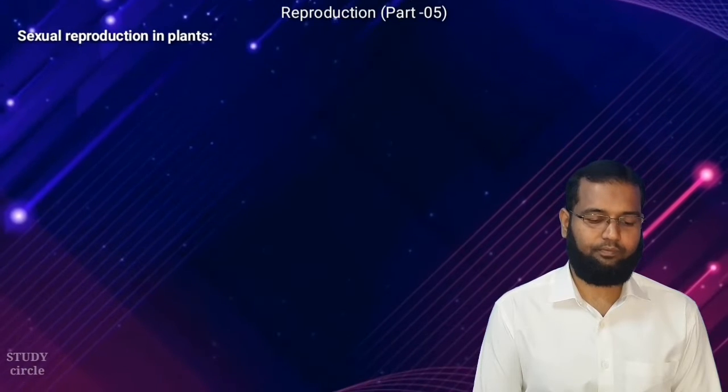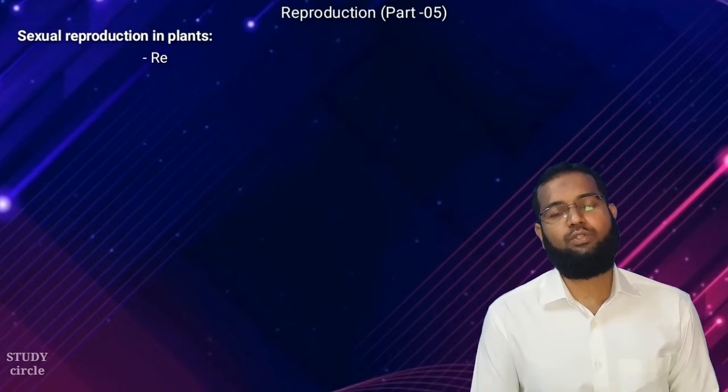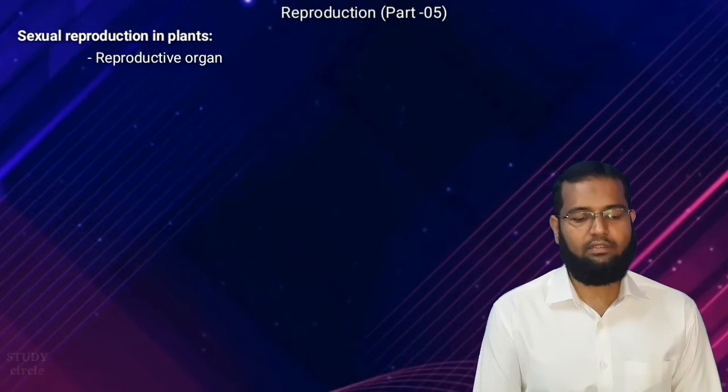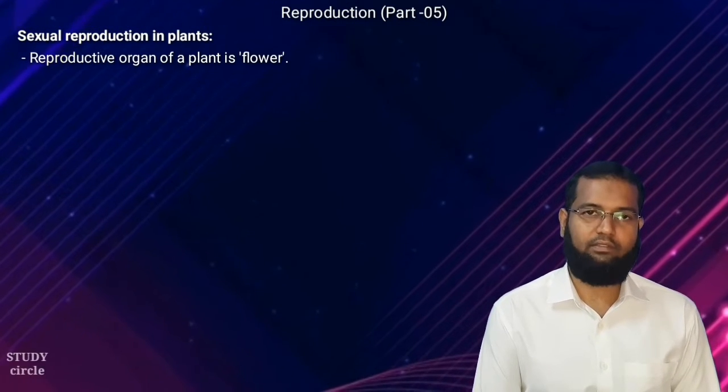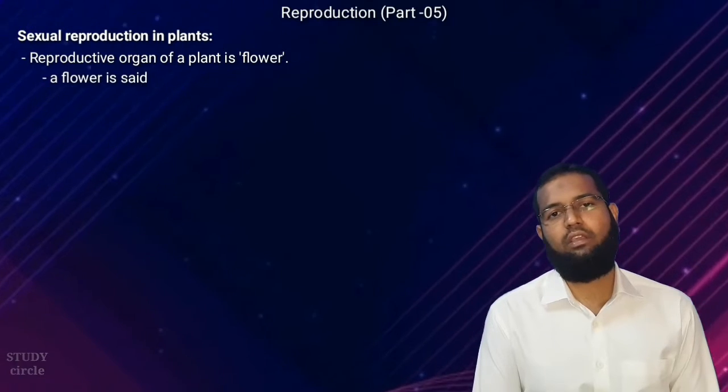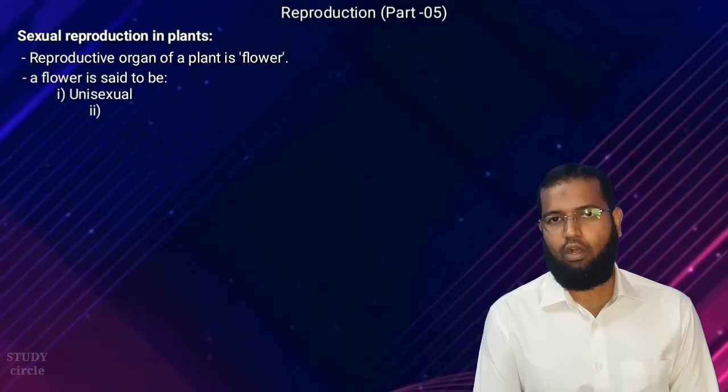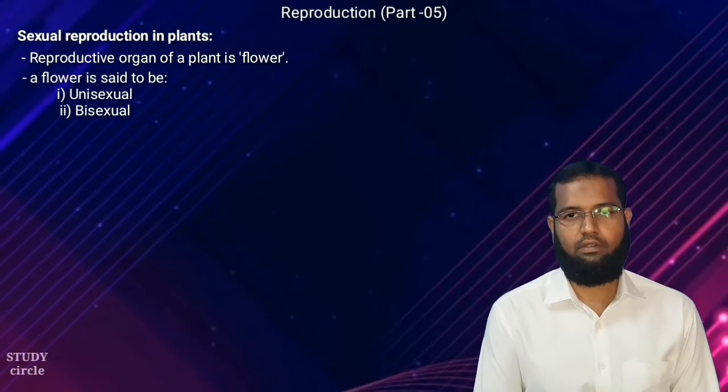In the last class, we have studied about asexual reproduction and types of asexual reproduction. So in this video, we are going to see sexual reproduction in plants. When we talk about sexual reproduction in plants, the reproductive organ of a plant is a flower. And a flower is said to be a unisexual flower or bisexual flower.